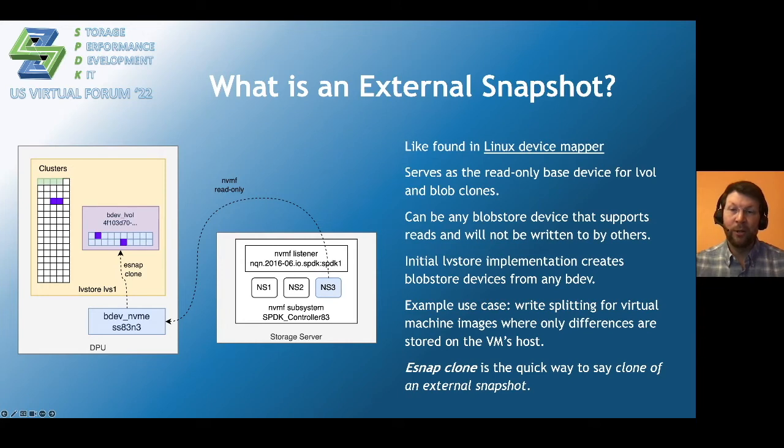This will allow any read-only bdev to be used as the snapshot for lvol clones. A key use case for this is to provide instant read-write ephemeral clones of remote disk images. A read-only base image can reside on shared storage and be used by VMs on an arbitrary number of hosts. Writes can then be kept local to where SPDK runs, which is likely co-located with the VMs. I often use the term eSnap clone as a shorter way to say clone of an external snapshot.